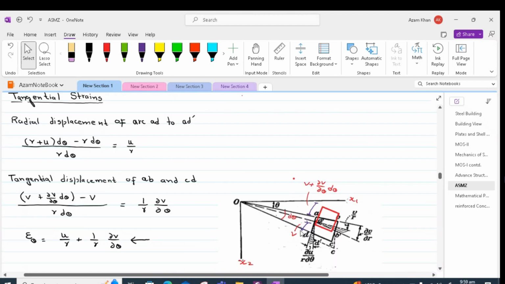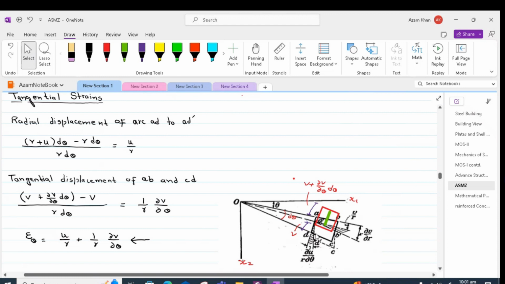Thus we subtract the displacement v plus rate of change of displacement v with respect to theta times d theta minus v, and divide that by the original length, which is r d theta. The reason why we are dividing this whole expression by r d theta can be explained by considering this green line element shown in the figure.